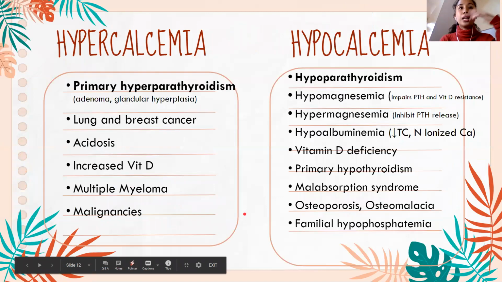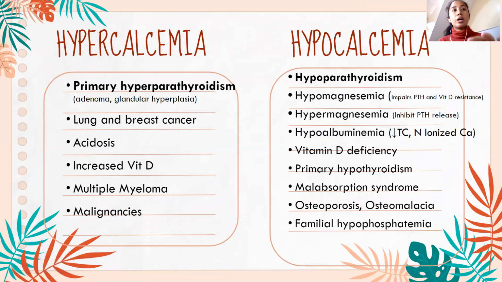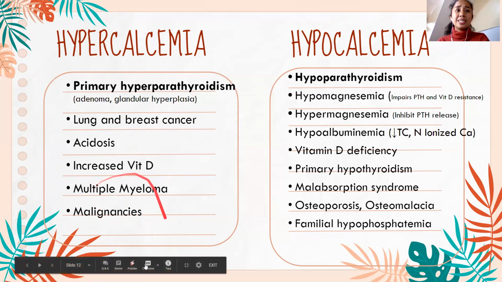So, class, here is your hypercalcemia. Hypercalcemia happens when there is excess parathyroid hormone, in the case of an adenoma, a tumor in the parathyroid, or hyperplasia, where there is excess growth of the parathyroid glands. In cancers, class, some cancers produce parathyroid hormone. Other causes are acidosis, vitamin D excess, multiple myeloma, and malignancies. Some cancers produce parathyroid hormone.